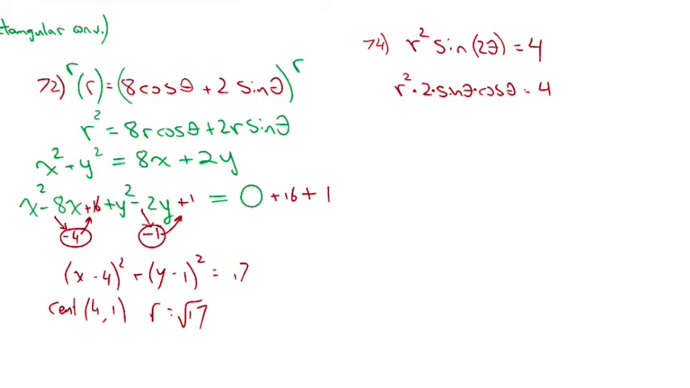What does r squared really mean in math? It's just equal to... no, r squared. I don't know. R times r. So what if I write this as r times 2 times sine theta times cosine theta is equal to 4? You can write it as 2 times r times sine theta, and r times cosine theta is equal to 4.